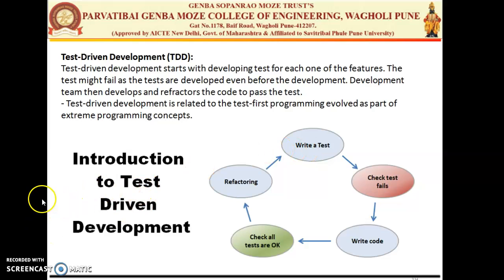So you can have a brief idea about test driven development from the next diagram which we can see. But let's see first what it means. Test driven development starts with developing a test for one of the features of your software development. The test might fail as the tests are developed even before the development. There is always one situation where the development starts later on.